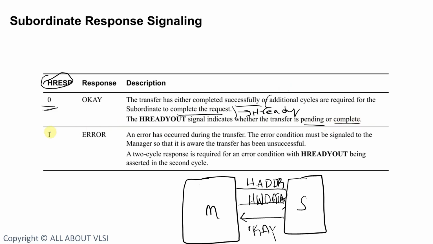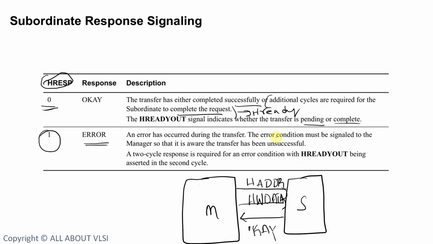Whenever HRESP is equal to 1, that means the response is an error response. An error has occurred during the transfer, and the error condition must be signaled to the manager so that it is aware that the transfer was unsuccessful. How does the master know whether the transfer has completed successfully? By sampling the response signal given by the slave, the master will come to know that there is an error in the transfer.